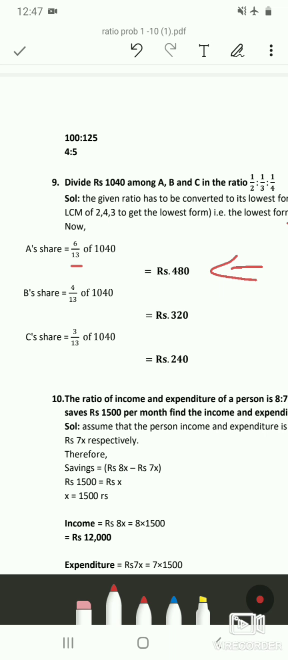B's share is small b divided by a plus b plus c. So b is 4 and the denominator is 13. When you simplify, you will get B's share as rupees 320. C's share is c divided by a plus b plus c, where c is 3 and the denominator is 13. So C's share, when you simplify, you will get as 240.